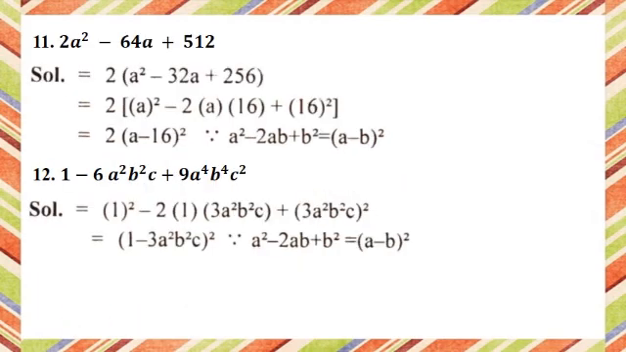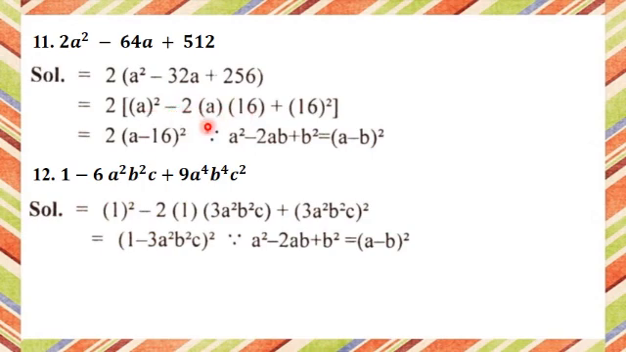Okay, after that we are moving to our question number 11, 2a square minus 64a plus 512, and we are observing that 2 is the common factor from all the three terms. So I am taking 2 as common, and after that I have a square minus 32a plus 256. A square is a perfect square of a. 256 is a perfect square of 16, and in between write 2ab, as we are observing that it is a minus sign. So it is a minus formula. Write minus 2ab.